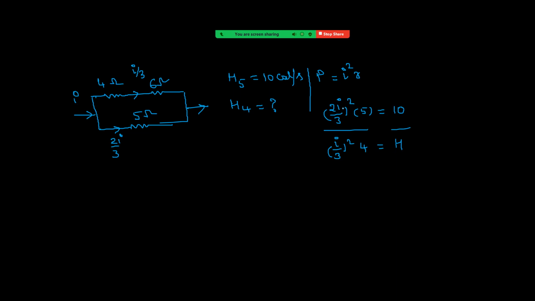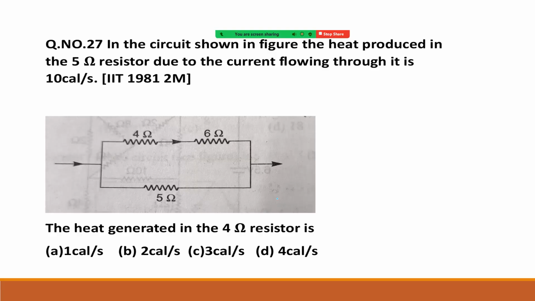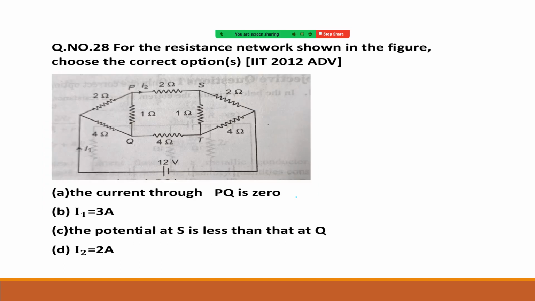I think this is more simple. I by 3 whole square gets cancelled. Remaining 4 and 4 gets cancelled. So 5 here, 2 times. That means H equal to, this is over, this is over, so H equals 2 calorie per second. So like this, we can solve it. The answer is option B. Okay, see the next one.